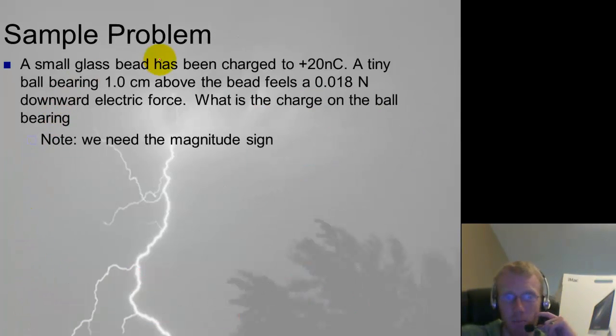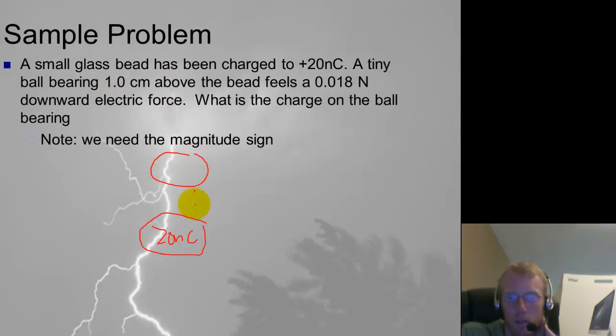Okay, sample problem. A small glass bead has been charged up to 20 nanocoulombs. A tiny ball bearing 1 centimeter above the bead feels a force downward. What is the charge on the ball bearing? Okay, so a small glass bead is charged up to 20 nanocoulombs. Let's draw that guy. A tiny ball bearing 1 centimeter above it, so this is going to be 1 centimeter, center to center, feels a downward electric force. So this is F electric is 0.018 newtons.